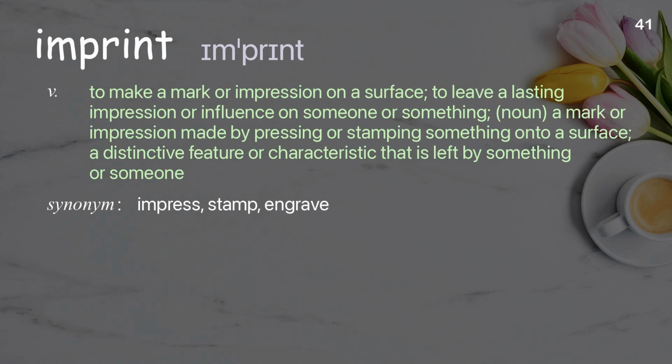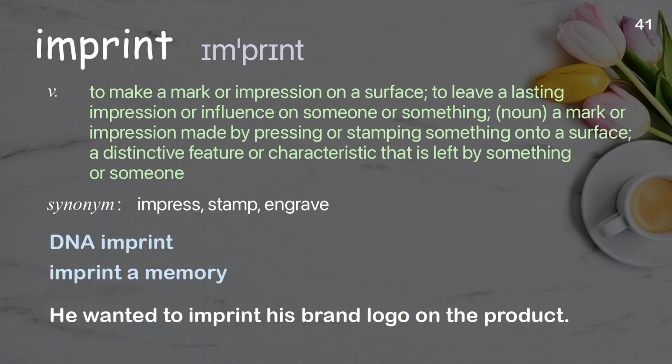Imprint. To make a mark or impression on a surface; to leave a lasting impression or influence on someone or something. Noun: a mark or impression made by pressing or stamping something onto a surface; a distinctive feature or characteristic that is left by something or someone. Examples: DNA imprint. Imprint a memory. He wanted to imprint his brand logo on the product.